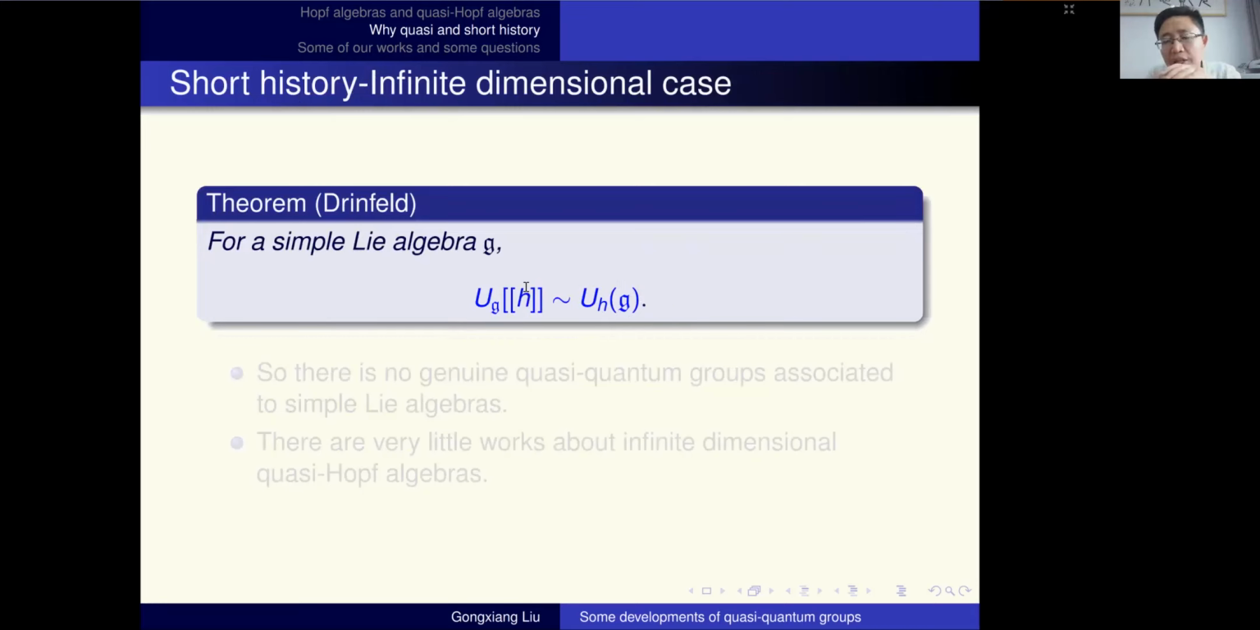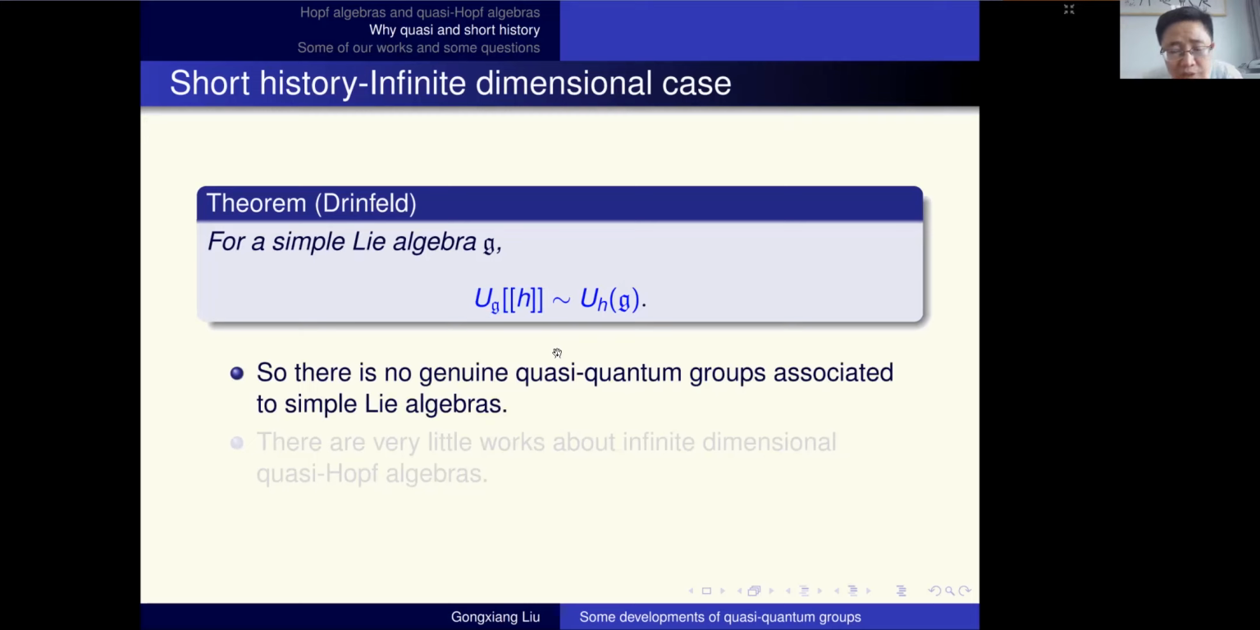But from the study of quasi-Hopf algebra, we find that the quasi-quantum group constructed by Drinfeld is not genuine. Yes, because it is equivalent to a usual quantum group, so it's not genuine. So there's no genuine quasi-quantum group associated to a simple or semi-simple algebra by this direct way.